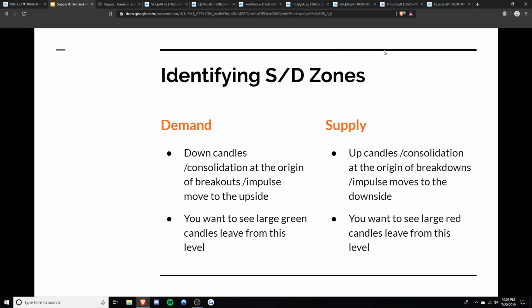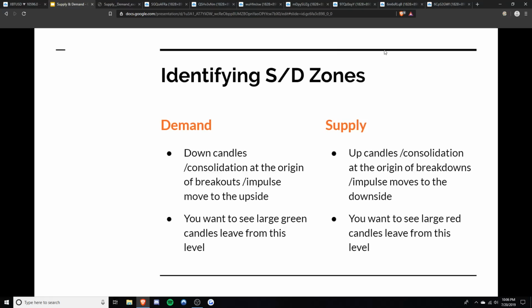And I'd like to mention that you might have already noticed how I write breakout / impulse move to the upside, and that's just because some people say breakout and they mean a breakout to the downside, which I just call a breakdown. So if you are ever wondering why I always put both, impulse move and breakout, it is just to clarify that. So really you want to see large green candles leave from that level, and that's basically a demand zone.